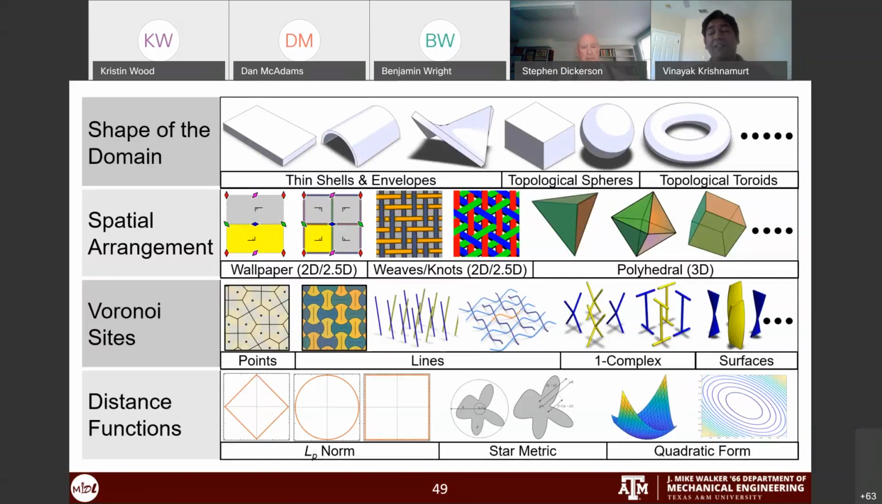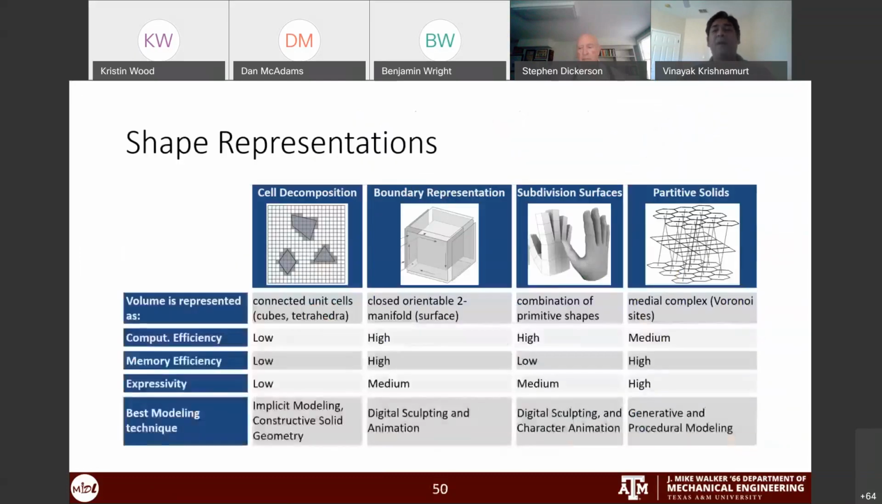Now, let's remember that when we are talking about Voronoi diagrams, we are basically talking about distance fields, right? So essentially the idea is to create spaces that are closest to their corresponding sites. So different distance functions, different metrics can result in different types of partitions.